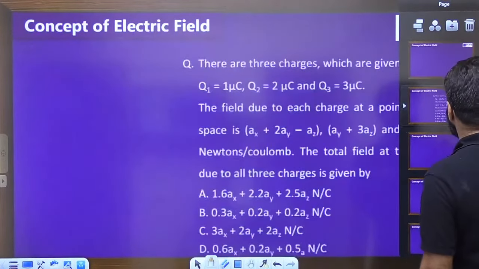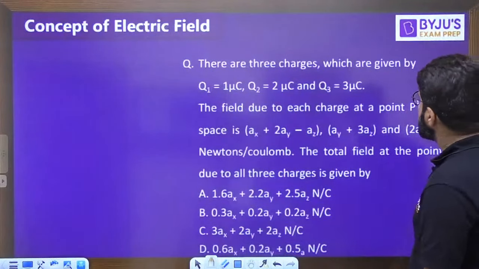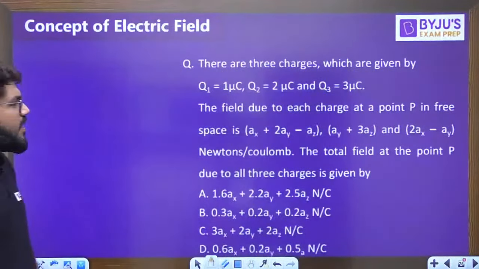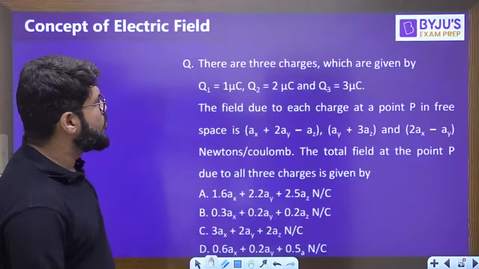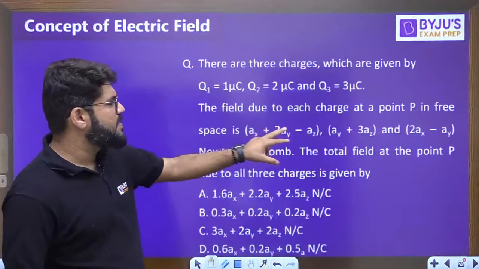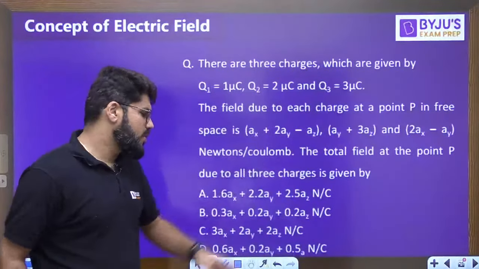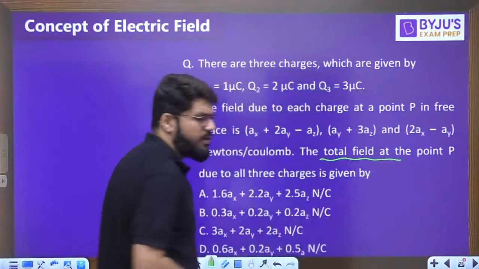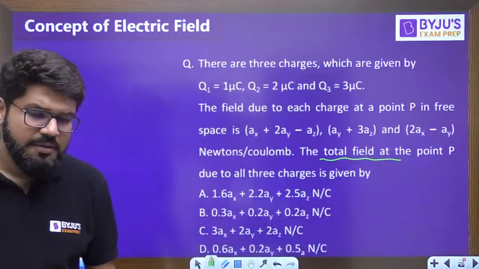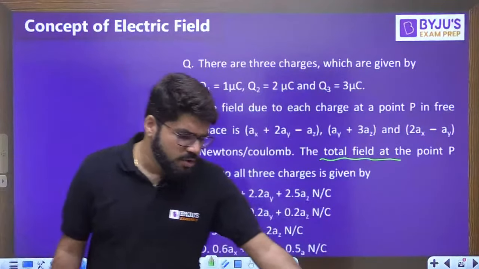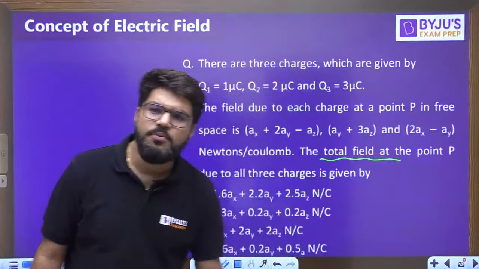Understanding a simple question. There are three charges which are given by 1 microcoulomb, 2 microcoulomb, 3 microcoulomb. The field due to each charge at the point P in free space is given to you, right? What is the total field? So how do you calculate the total field? What we understood today and yesterday also, because ultimately electric field is dependent on the electrostatic force, which follows the superposition.